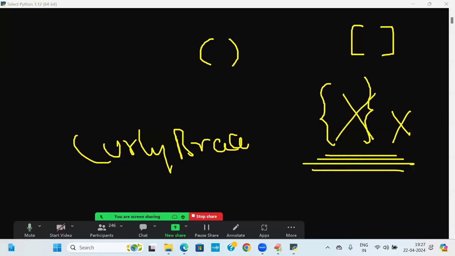Flower bracket, sunflower, rose flowers are not there here. Because these are all your college knowledge. Of course, college is an enjoyable item only. Subject is no.